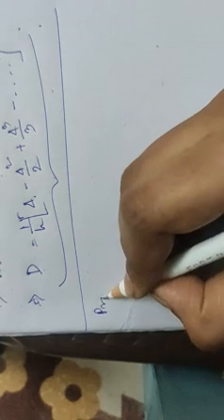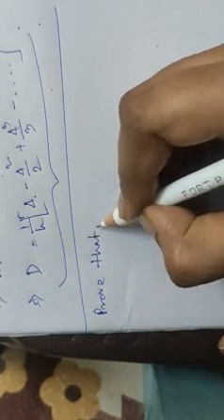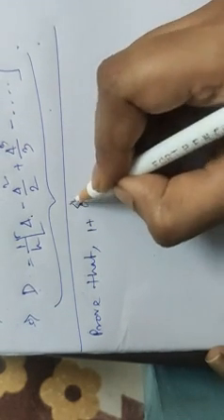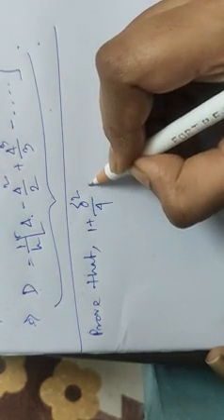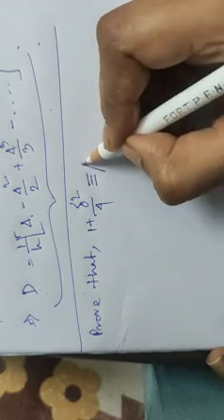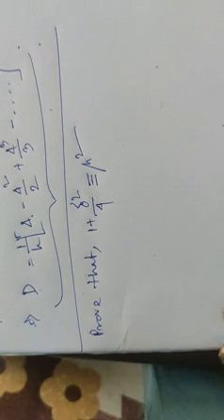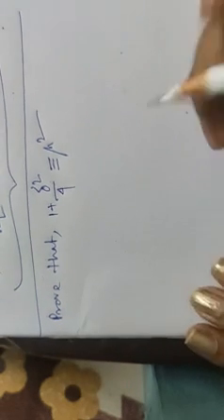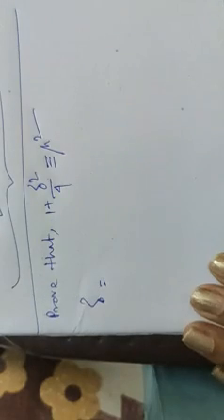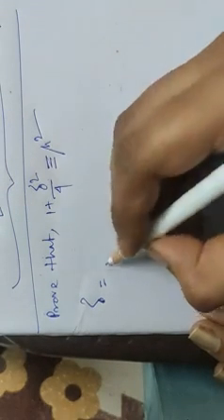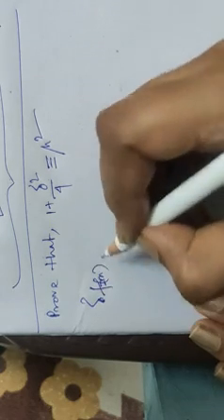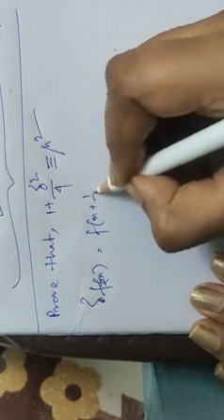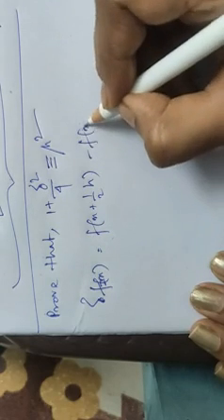Prove that 1 plus delta square by 4 is equivalent to mu square. This is a relation between mu and delta. So at first take the definition of these two operators. Delta is called the central difference operator, and its value is delta of f of x equals f of x plus half h minus f of x minus half h.